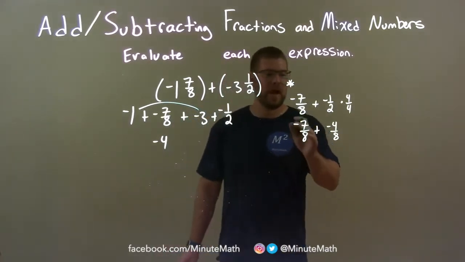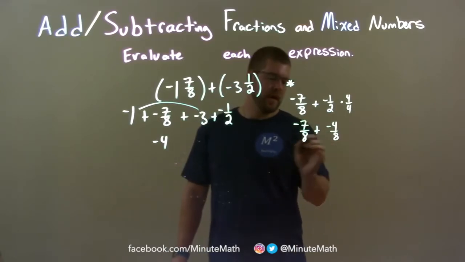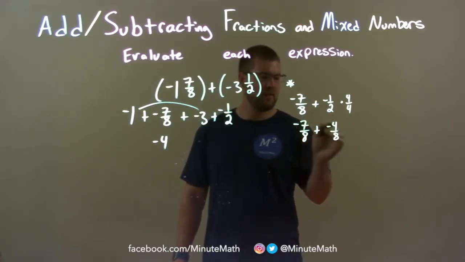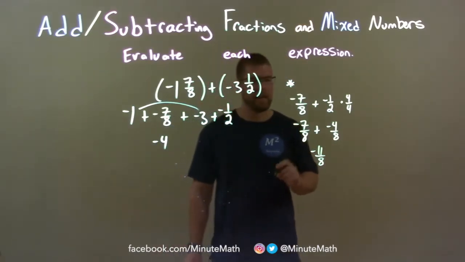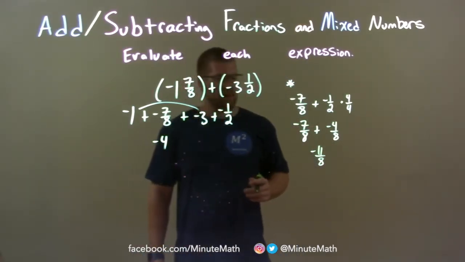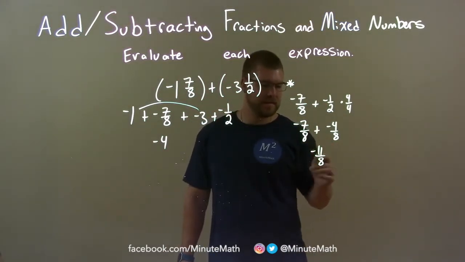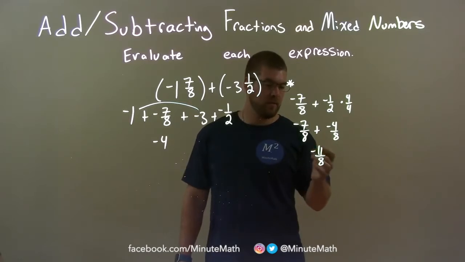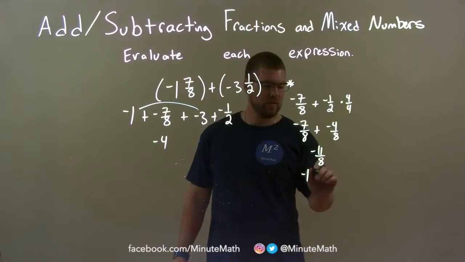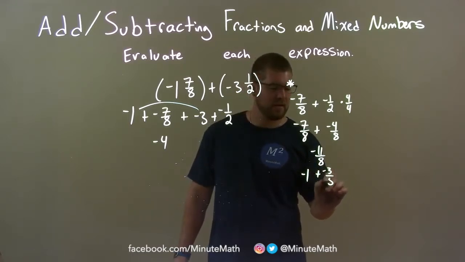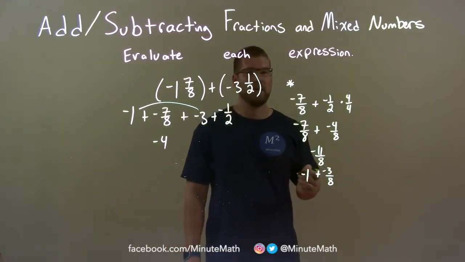That comes out to be, well, we add our negatives here. We keep the denominator the same, add the numerator. -7 plus a -4 is a -11. So we have -11/8 here, okay? Now, since that's an improper fraction, we want to make it a proper fraction. So that's the same thing. We'll kind of break it down. 8 goes into 11 one time, so we have a -1 there. Okay, and then what was left over would be 3. So we have plus a -3/8. So -11/8 is the same thing as -1 plus a -3/8.